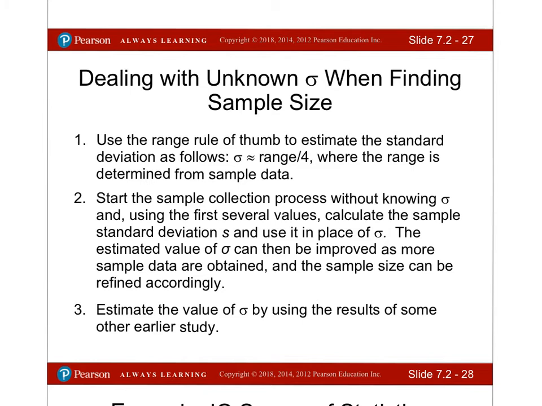Okay, now, you saw in that previous example, or the previous formula, that you needed to know sigma. But what if you don't know sigma? Well, you can use the range rule of thumb to figure out sigma. So sigma is approximately the range divided by 4. Remember, range is high minus low, divided by 4. So you could do that and put that in your formula.